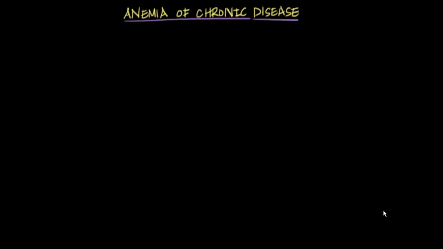So anemia of chronic disease is the second most common cause of anemia in hospitalized patients, and it's a type of microcytic anemia. That tells us that anemia of chronic disease is somehow due to a problem in producing hemoglobin, because we know that all microcytic anemias result from a problem in producing hemoglobin.